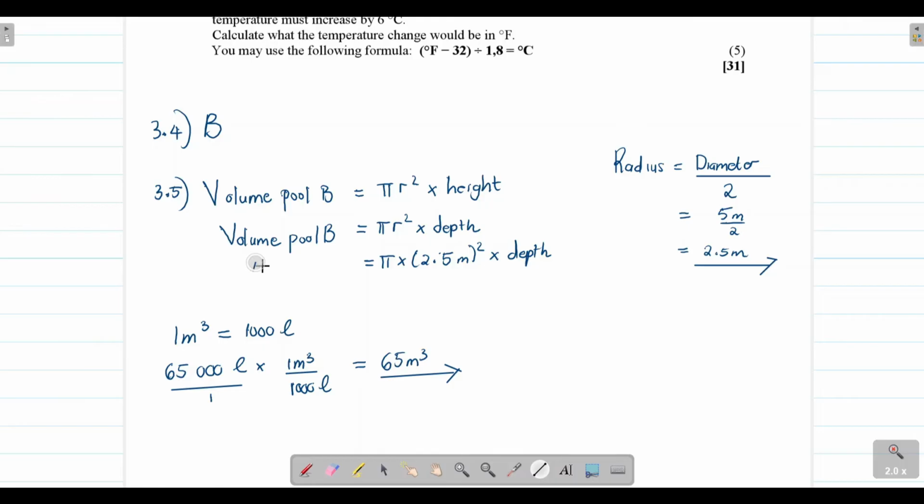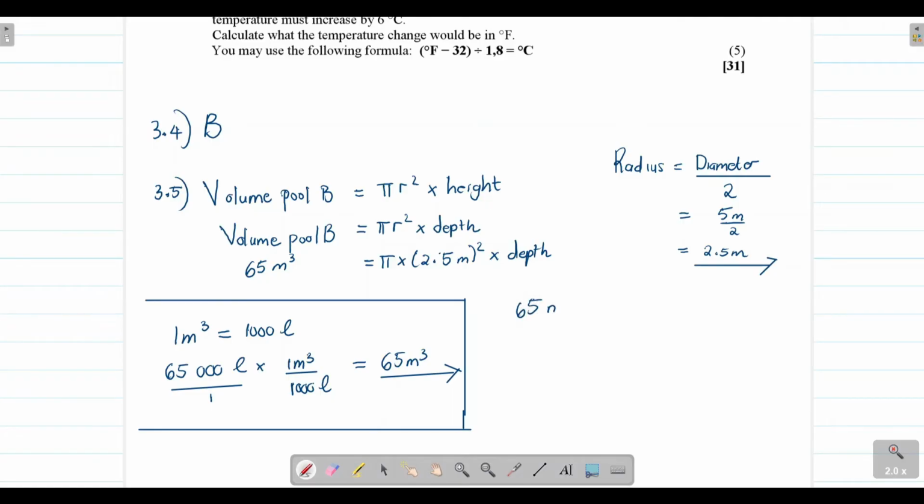We've got 65 meters cubed, right? And then we can continue to solve for our unknown, which is the depth of the pool. So 65 meters cubed is equal to 3.142 multiplied by 2.5 all squared multiplied by the depth. I'm going to simplify the right hand side. 3.142 multiplied by 2.5 all squared will give you 19.6375 times d.